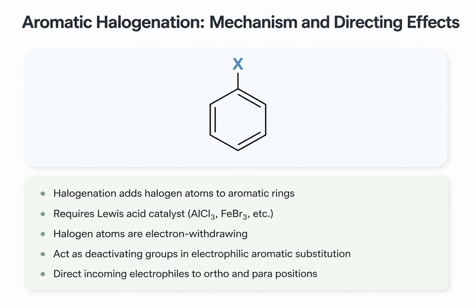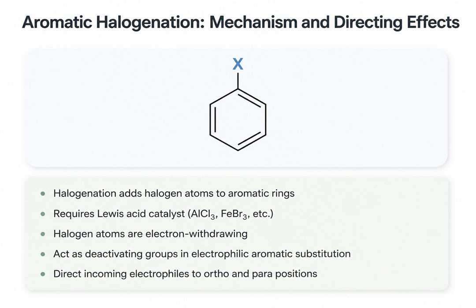Aromatic halogenation is the process of adding halogen atoms, chlorine, bromine, fluorine, or iodine, to benzene rings. Unlike alkyl groups, halogens are electron withdrawing, meaning they pull electron density away from the aromatic ring. This makes the ring less reactive overall, so halogenation is a deactivating reaction. However, halogens are ortho-para-directors, meaning they guide the next incoming electrophile toward the ortho and para positions relative to the halogen already on the ring.